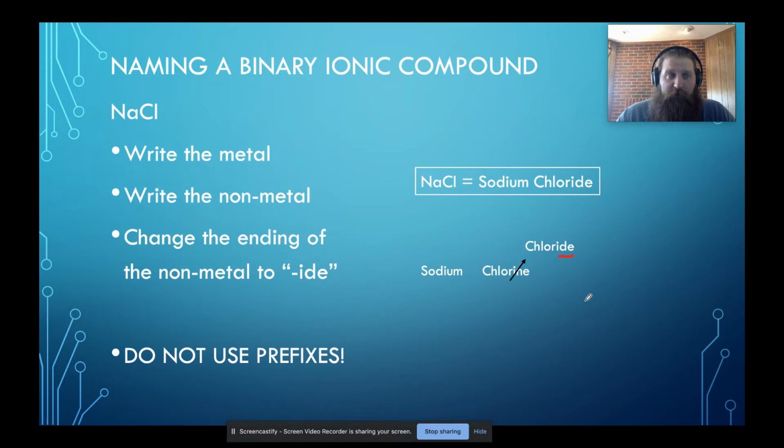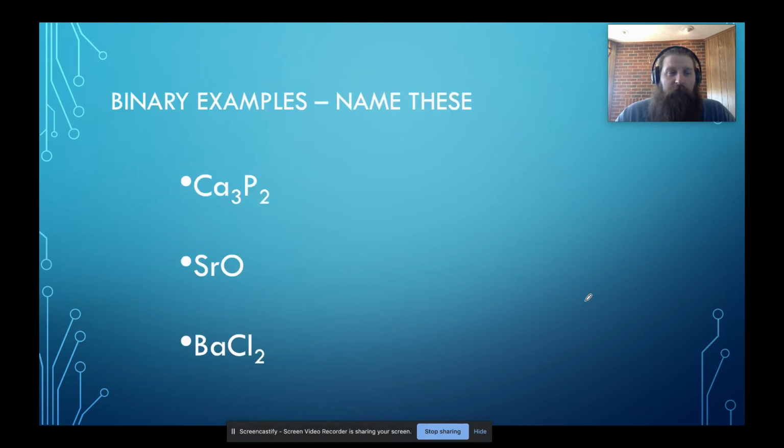Don't use any prefixes. So let's name some of these. Ca is calcium. P is phosphorus. I have a metal, I have a nonmetal. This is not a transition metal. So I just write the metal, write the nonmetal, change the ending to IDE. So phosphorus becomes phosphide. So, calcium phosphide.